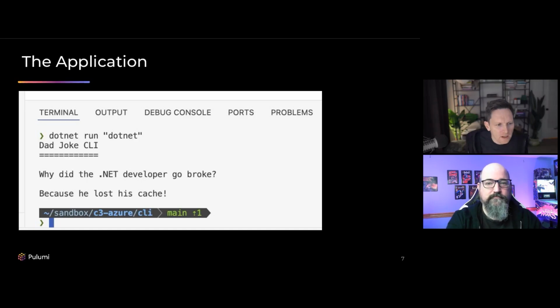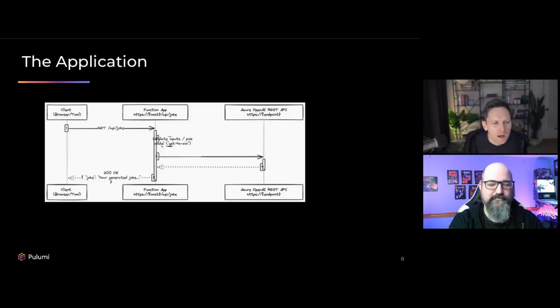I'll show this in a moment, but this was my dad joke CLI. You give it a keyword and it does a dad joke. It's using OpenAI behind the scenes. Why did the .NET developer go broke? Because he lost his cache. So the jokes are not necessarily funny. I don't know about AGI coming, there's work to be done there.